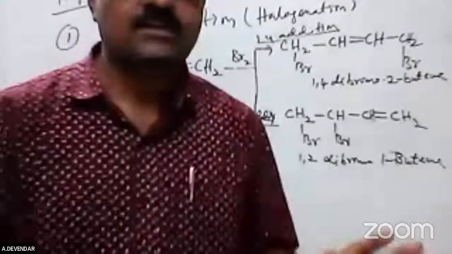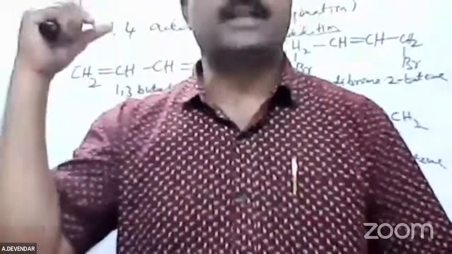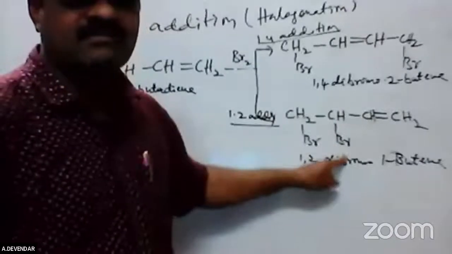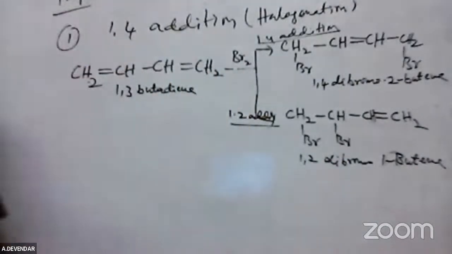1,4 addition is nothing but, don't confuse, addition taking place on the first carbon and the fourth carbon. Here bromine is added. 1,2 addition means bromine is added at the first position and second position. That is called 1,2 addition. So don't confuse. This is a very important chemical property.